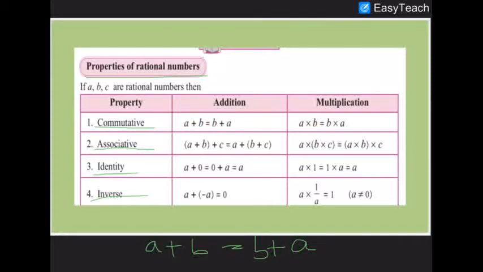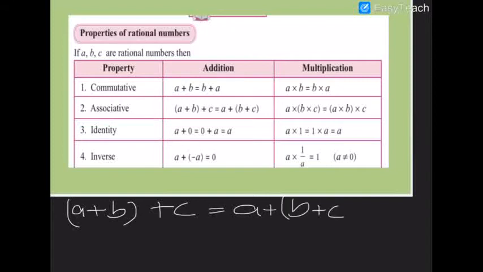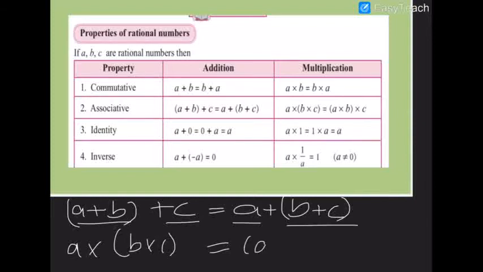A plus B is equal to B plus A, and A into B is equal to B into A. The next property is the associative property. What is the associative property? If A, B, C are rational numbers, then (A plus B) plus C is equal to A plus (B plus C). So this is the associative property. And the same for multiplication: (A into B) into C is equal to A into (B into C). You can see it here.